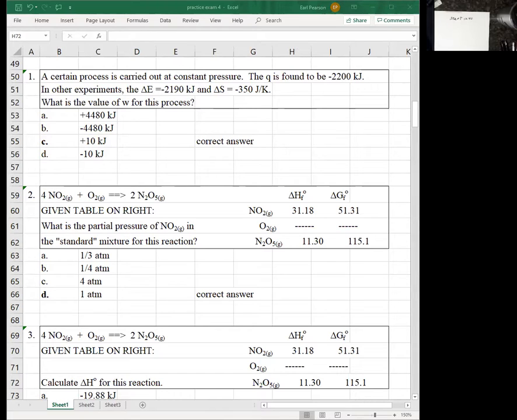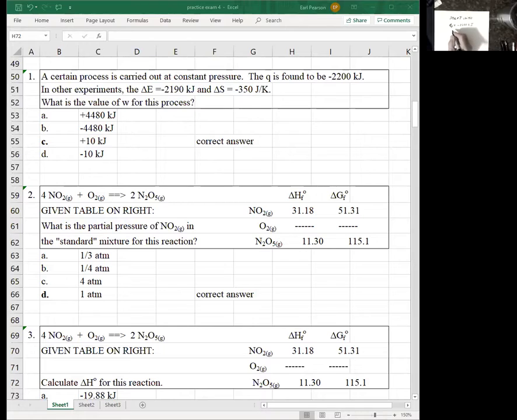Okay, today we're going to look at the practice fourth hour exam, and I'll just start working through problems with you, and we will get as far as we can. All right, the first one says a certain process is carried out at constant pressure. The Q at constant pressure is found to be minus 2200 kilojoules.